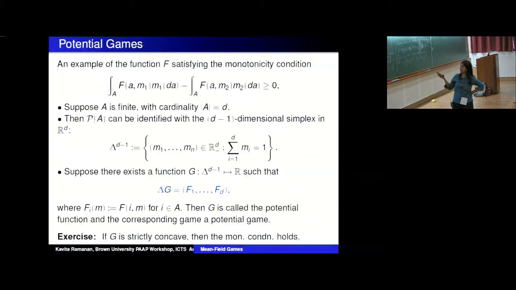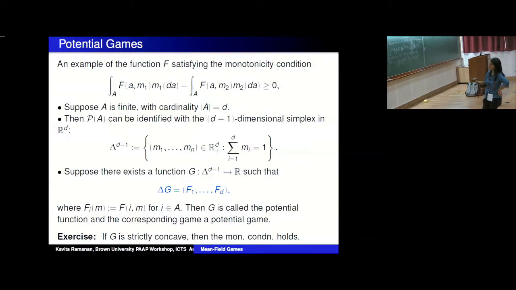But how restrictive is this? Here's the class of potential games, where this monotonicity assumption translates into a condition on the concavity of a certain potential function. Let me tell you what these potential games are, because a class of congestion games are in fact potential games. Remember, this was the monotonicity condition. Suppose A is finite, for instance, with cardinality D. Then PA can be identified with a D-1 dimensional simplex.